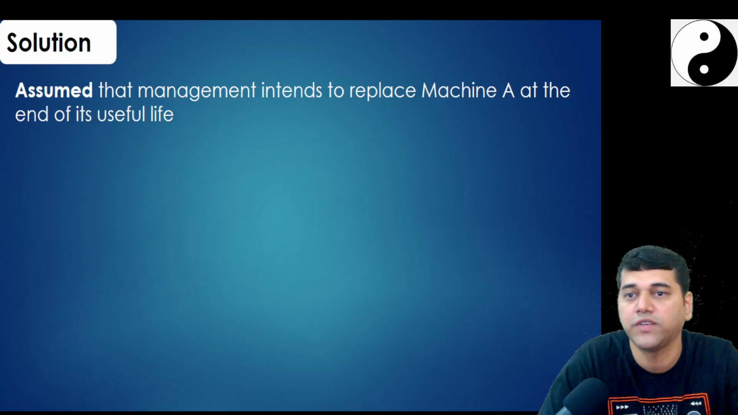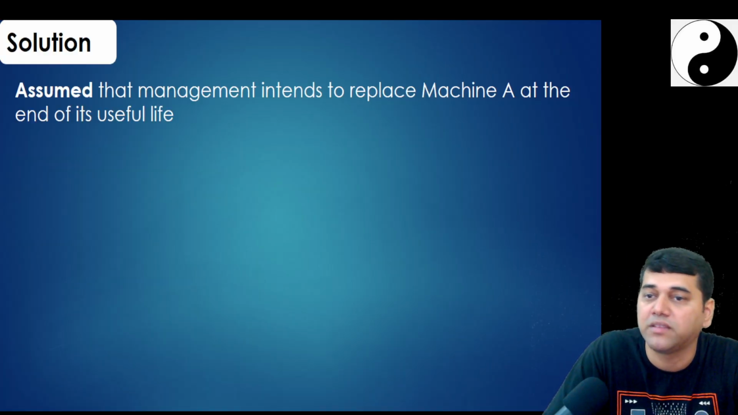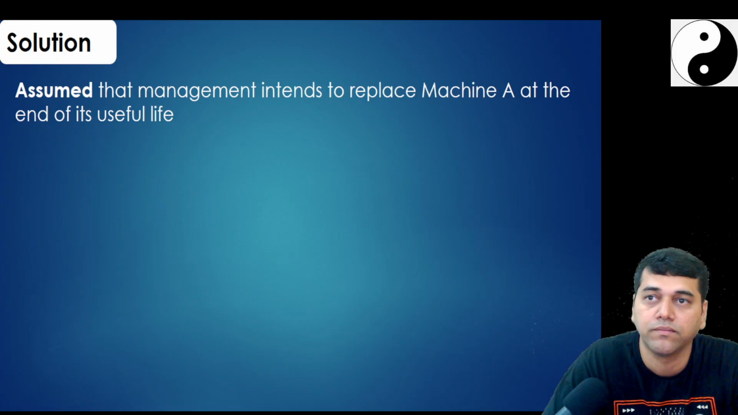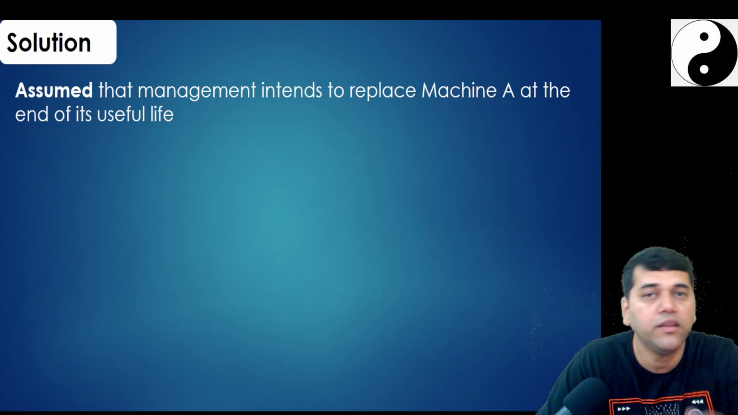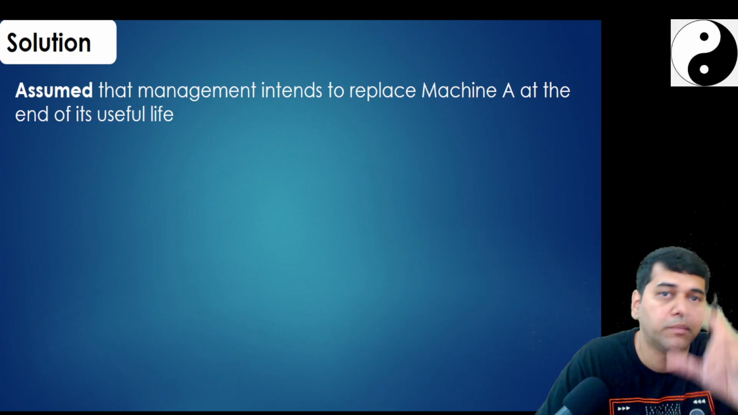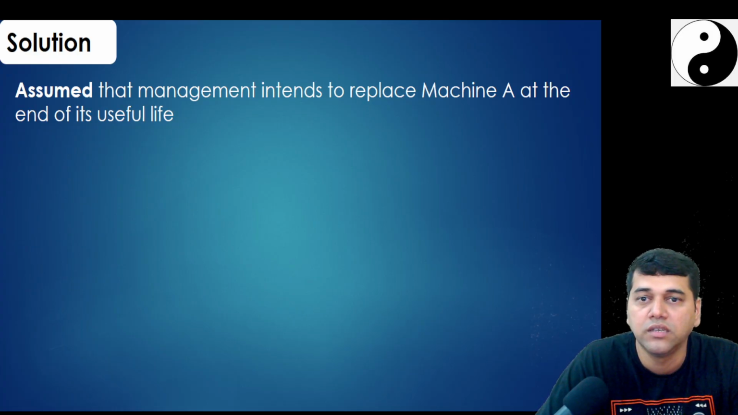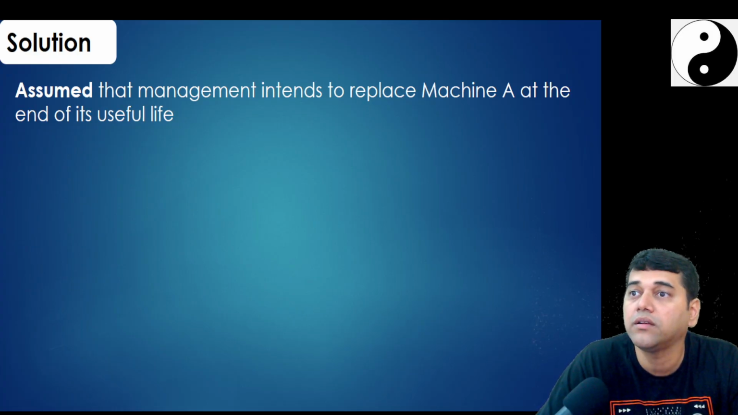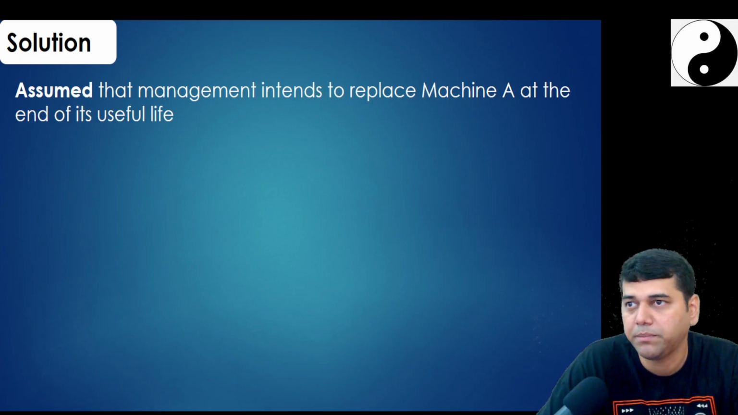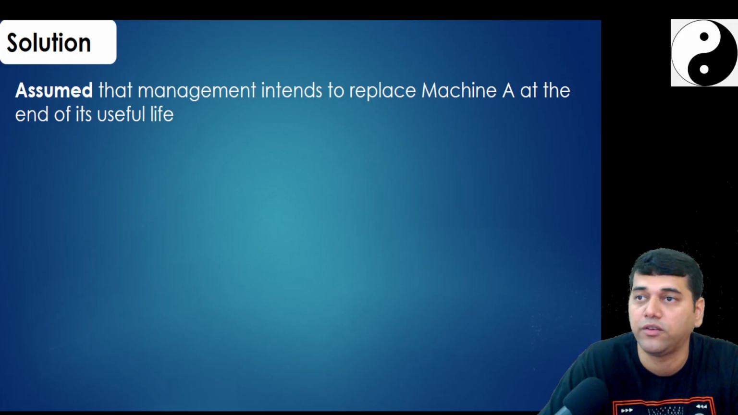Yes. So first, assume management intends to replace the machine at the end of its life. Why? We will discuss one theory. You remember there was the last flow chart which I told I'll explain during the theory. You need to assume that impairment, because otherwise you have to carry at fair value.